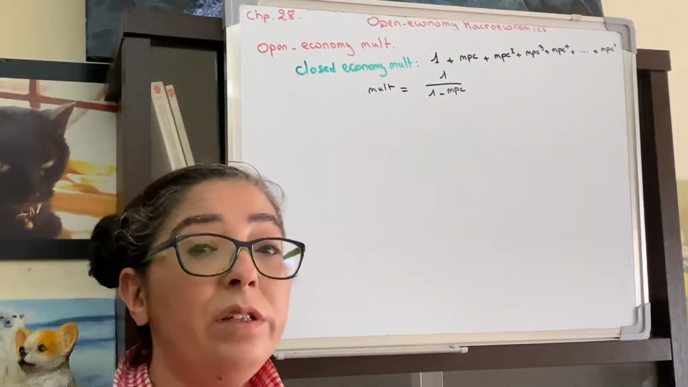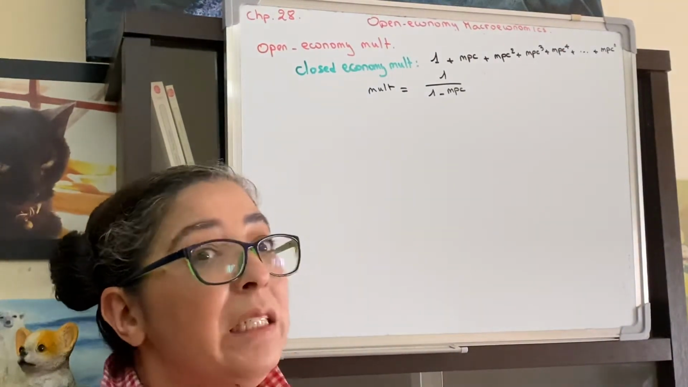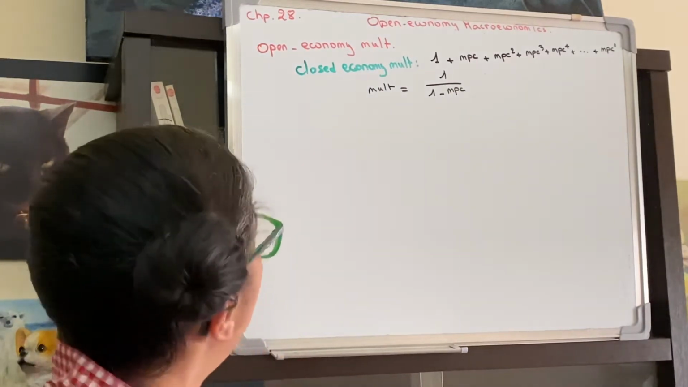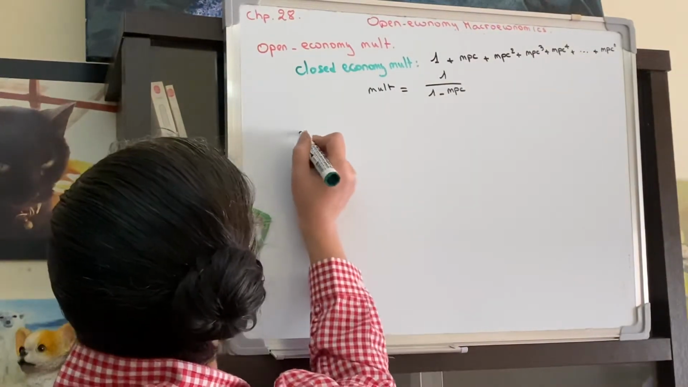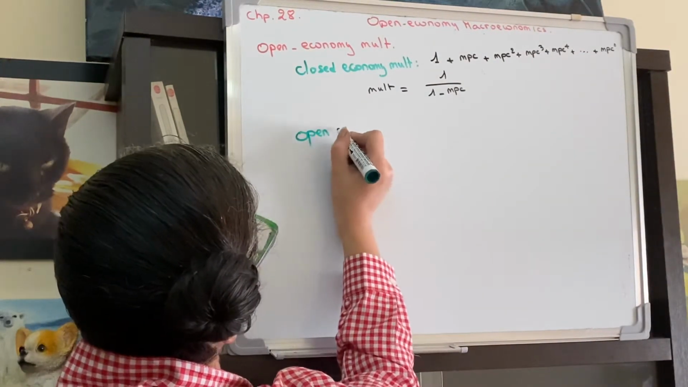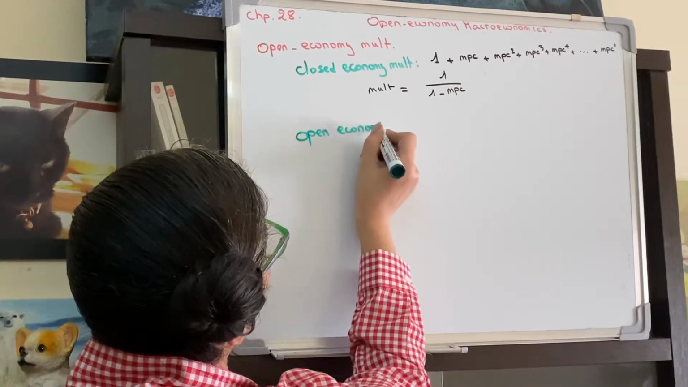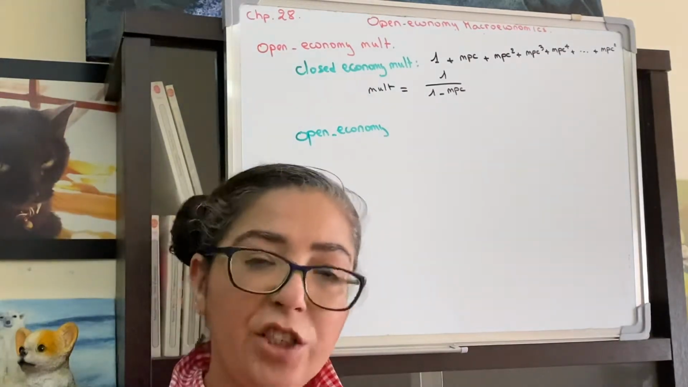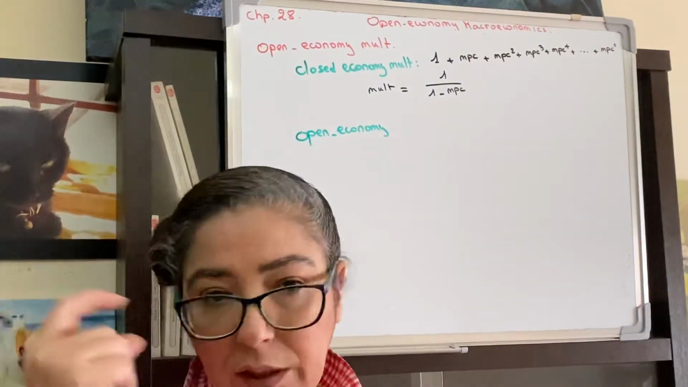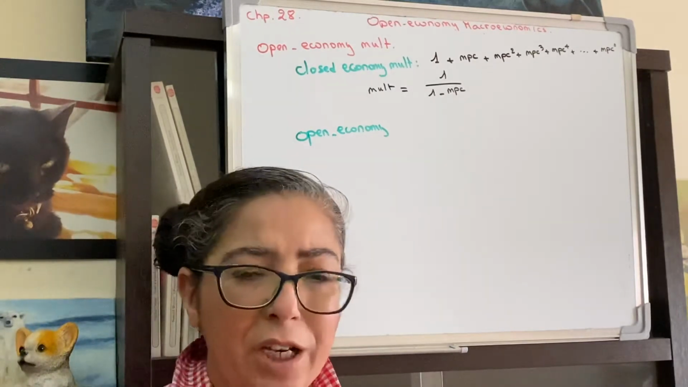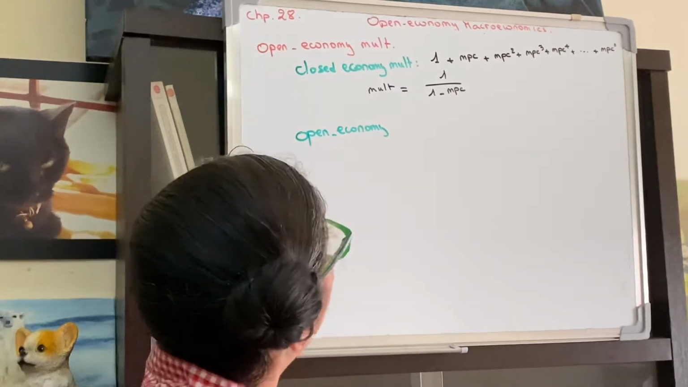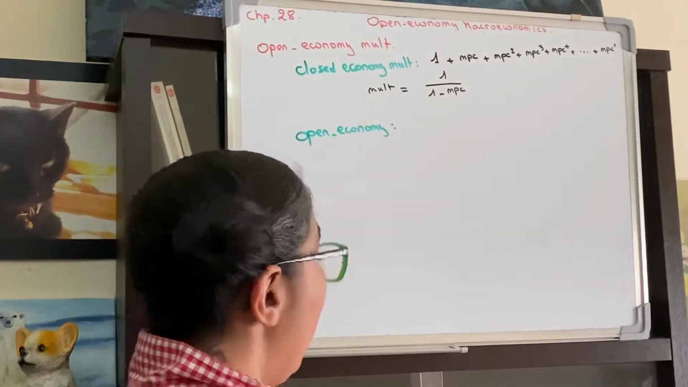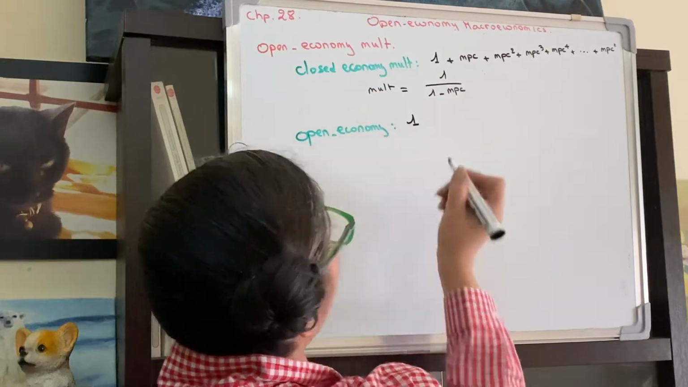Now we're going to do the same, but we don't have only MPC now. Now we have MPC and MPM. So the open economy. First, that exogenous variable is going to come in, $1. I'm only calculating for $1 because it gives me directly the multiplier. So I'm going to take that $1 and see how it affects the economy.